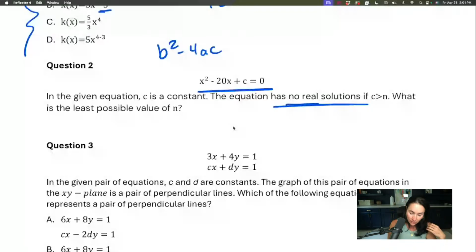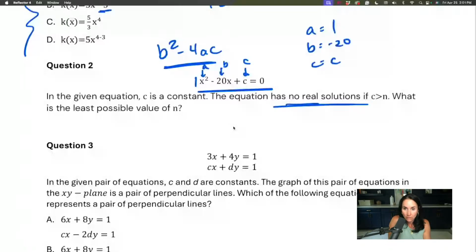But anyways, let's have a look at this. I'm going to use my equation to find the discriminant here, and it's b squared minus 4ac. This right here is a, this is b, this is c. So a equals 1 because that's 1x squared, right? b equals negative 20, and c equals c. c is just c here, okay? So we have a equals 1, b equals negative 20. Let's plug it into this right here. So I have b squared, so that's negative 20 squared minus 4ac.